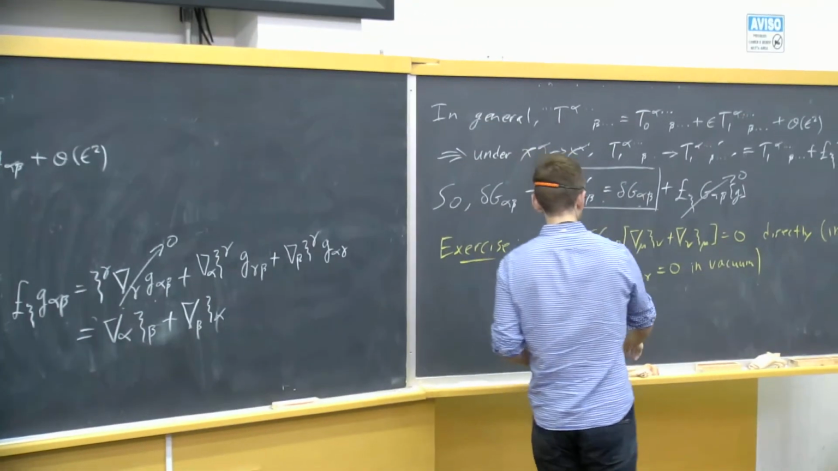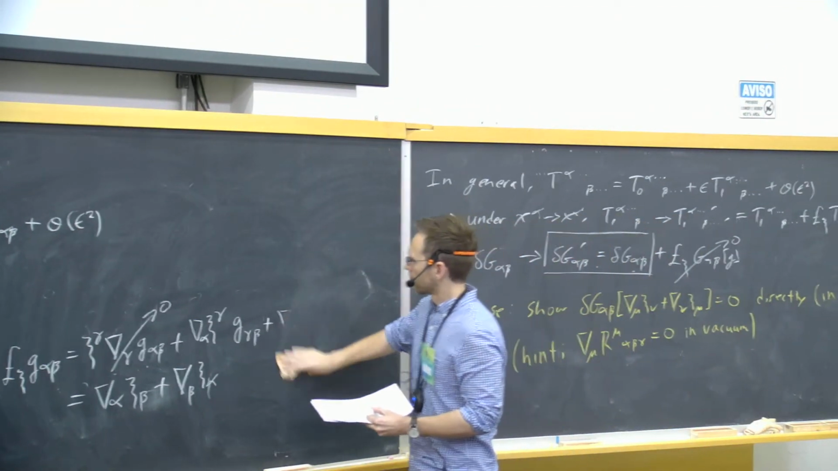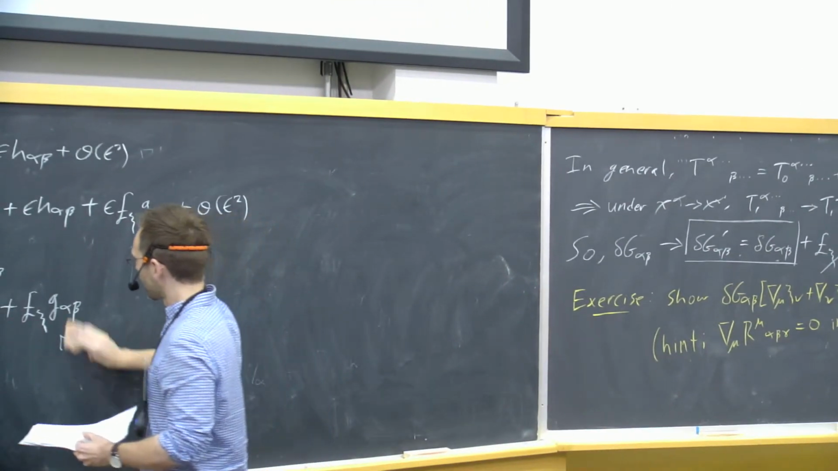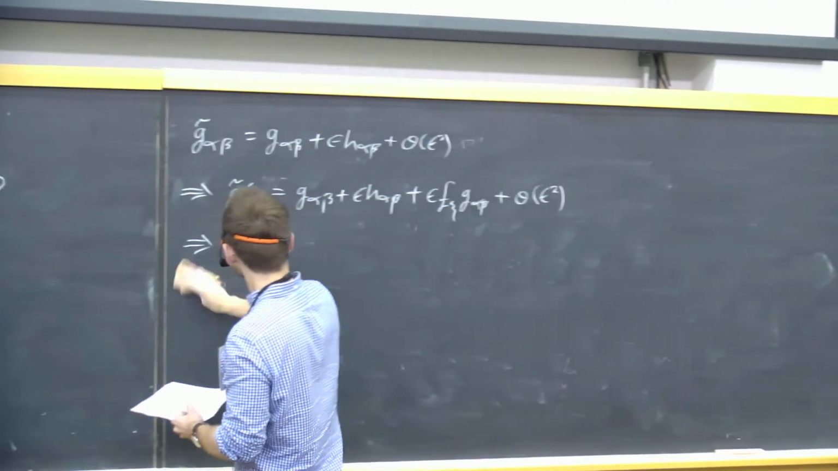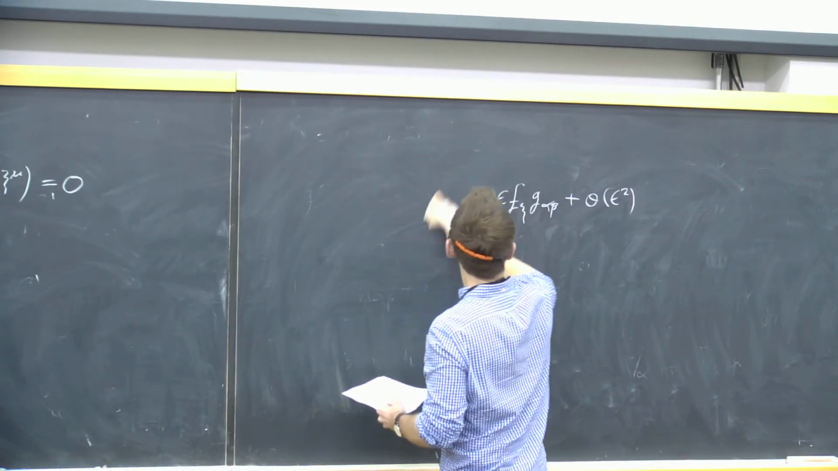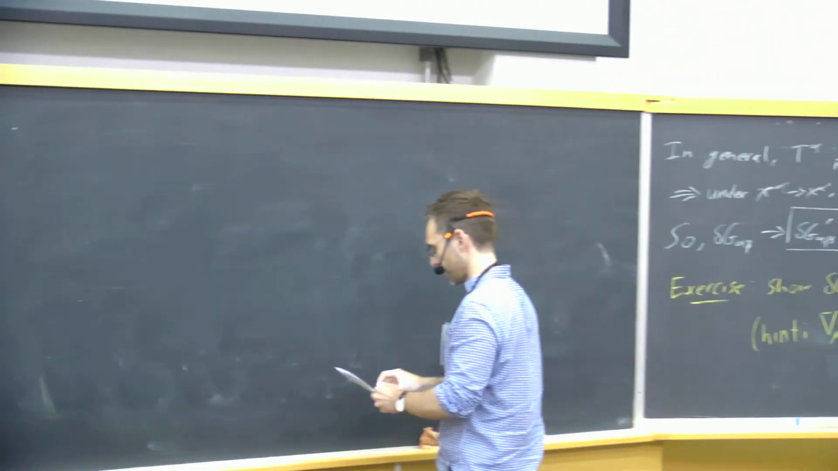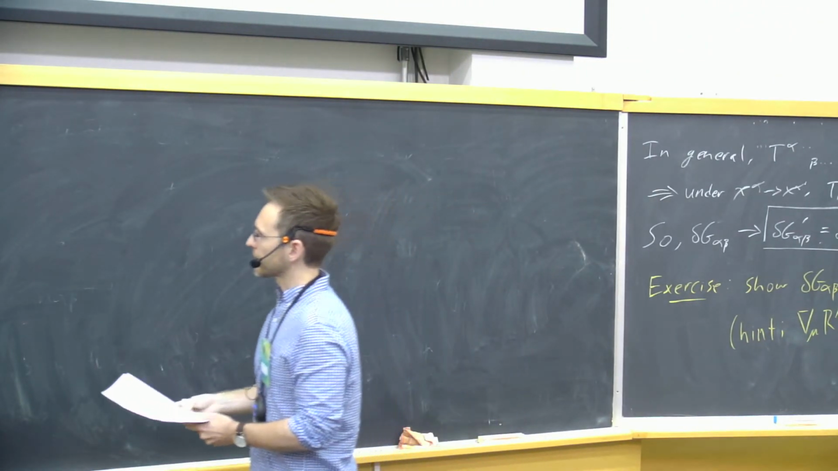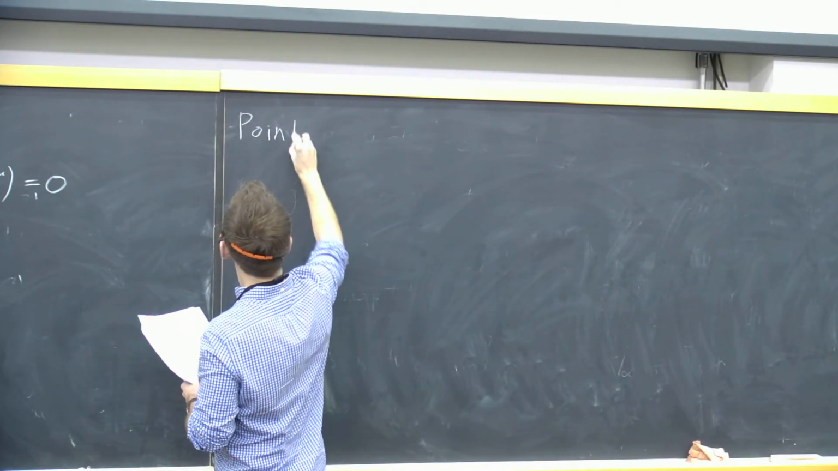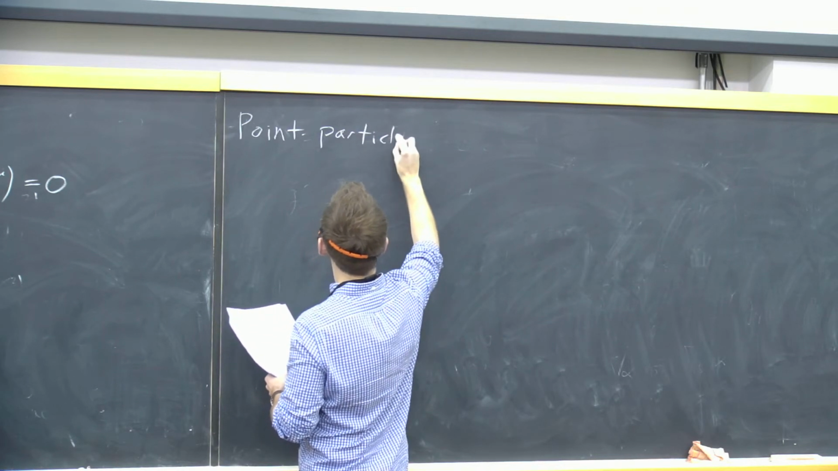Okay, so we're almost done with this general discussion of perturbation theory and GR. Again, all this stuff with gauge transformations can be fairly straightforwardly extended to second order, but I won't go through that here. So the last thing I want to say is something about the point particle approximation.